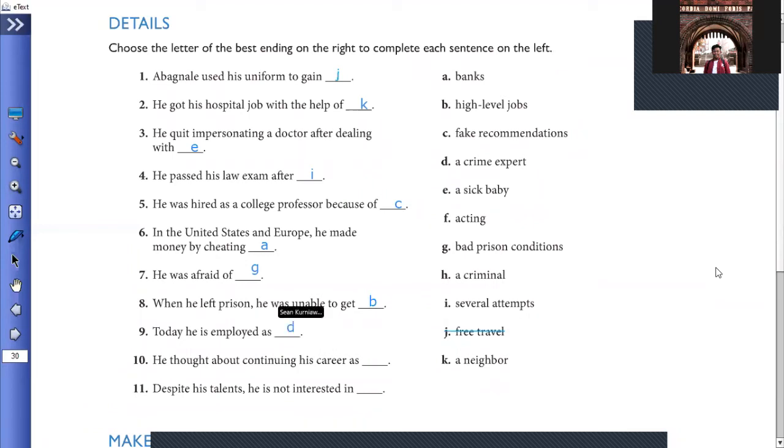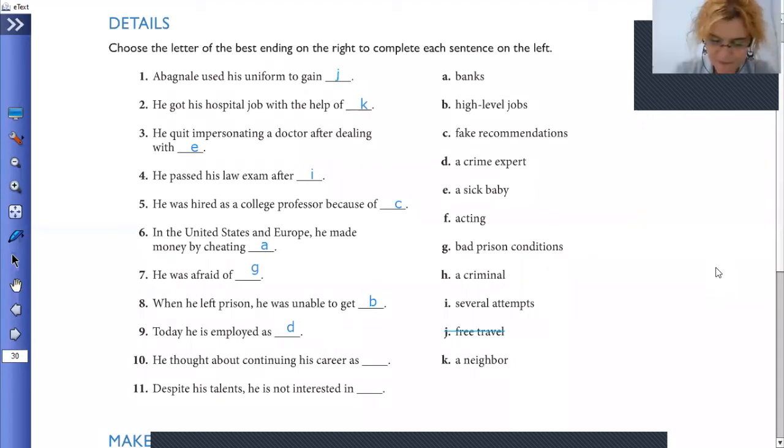Today he is employed as bank. Yeah. No, wait. That is banks, so it doesn't fit in. Crime expert, sorry, D. Yeah, crime expert. Very good. Thank you. Number 10, Jocelyn. Number 10 is H, a criminal thought about continuing his career as a criminal.